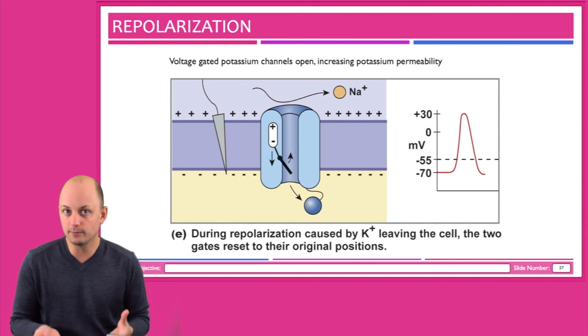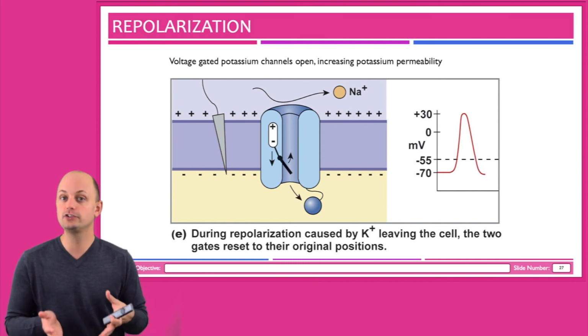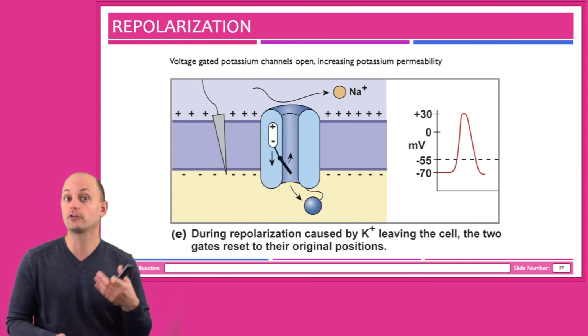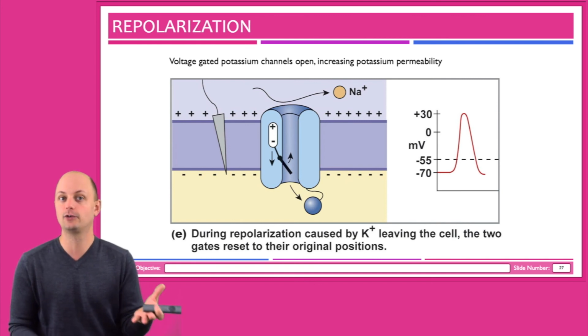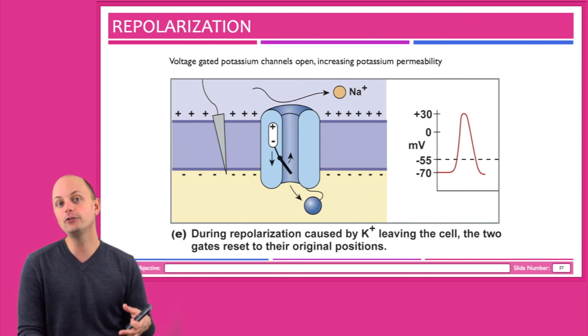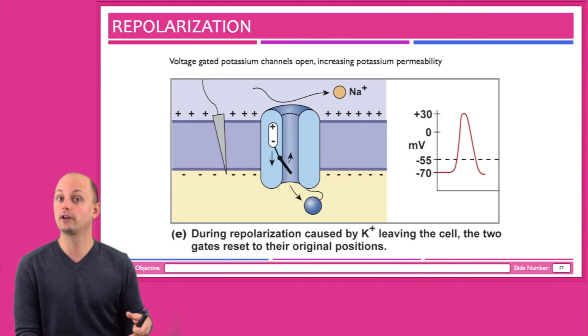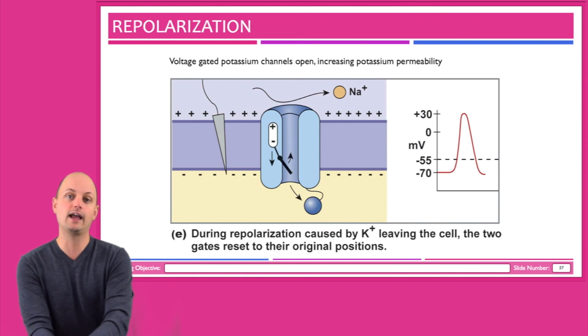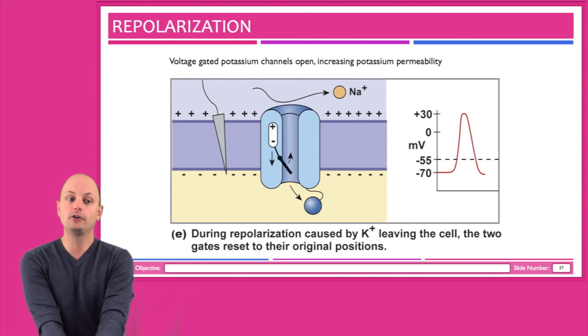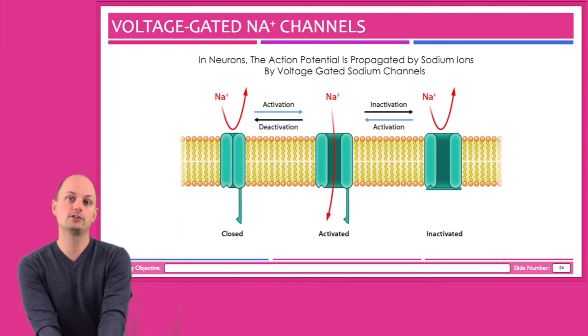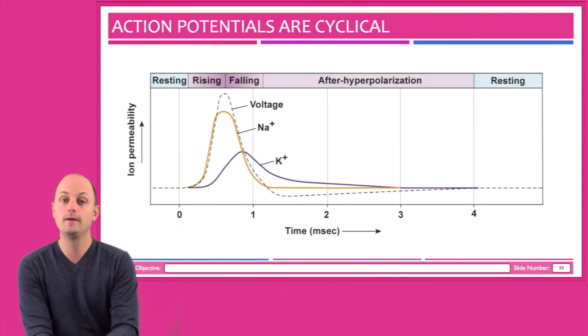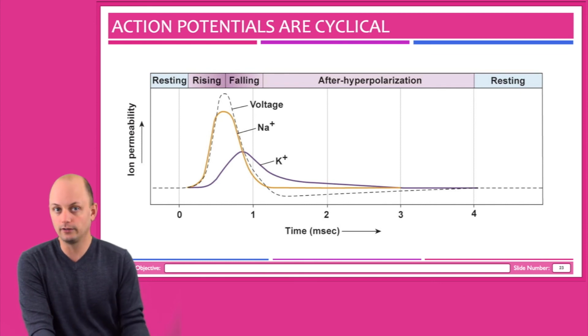So the important thing to mention is that the voltage-gated potassium channels open more slowly than the voltage-gated sodium channels, and they also reach their peak permeability during repolarization phases of the action potential. Now, if you go back to the permeability graph that I showed you just a couple of slides ago, you can see this a little bit more clearly.